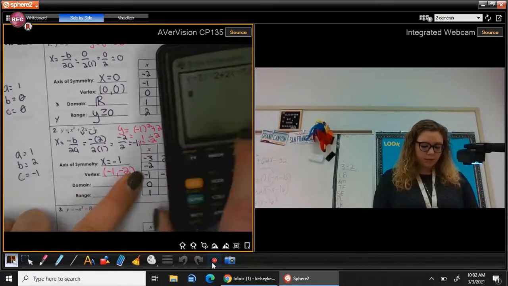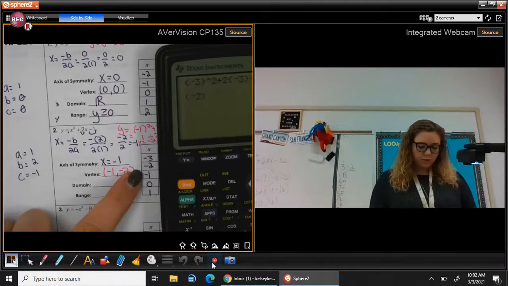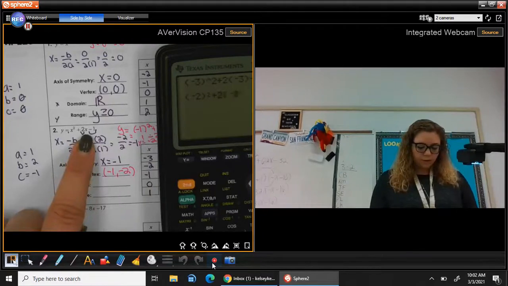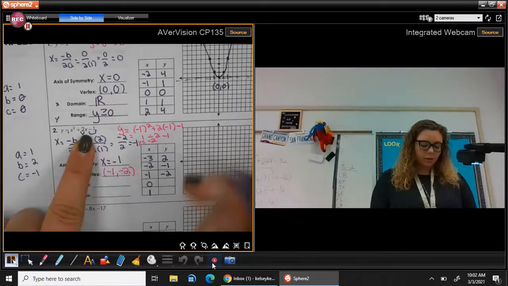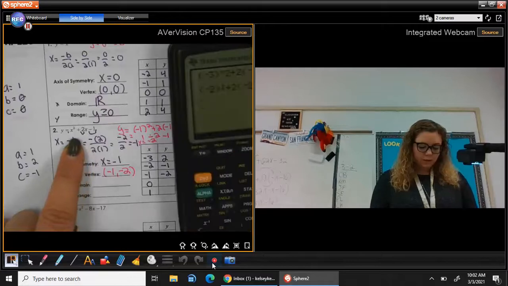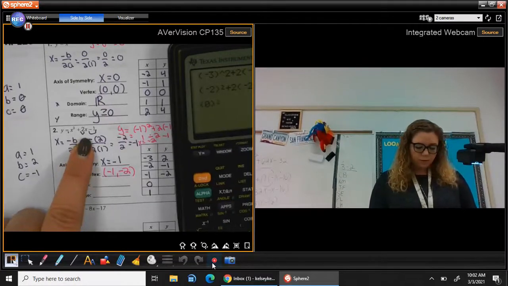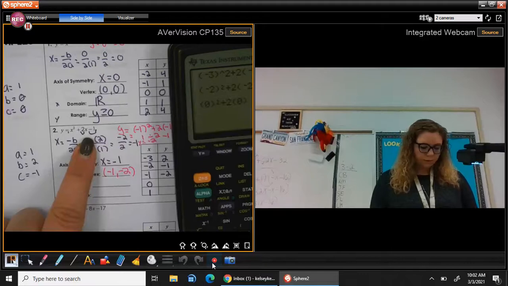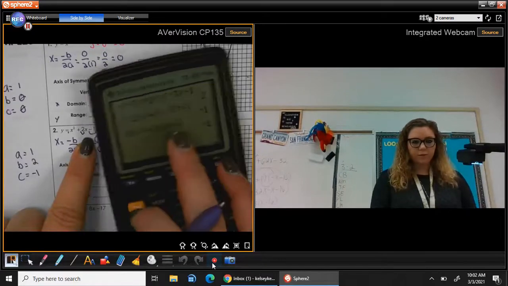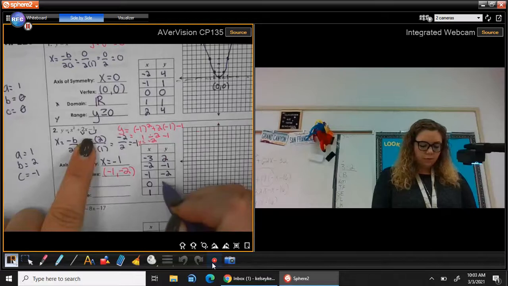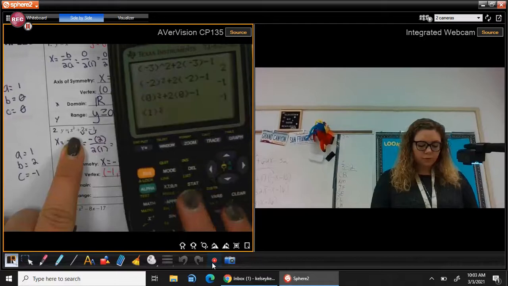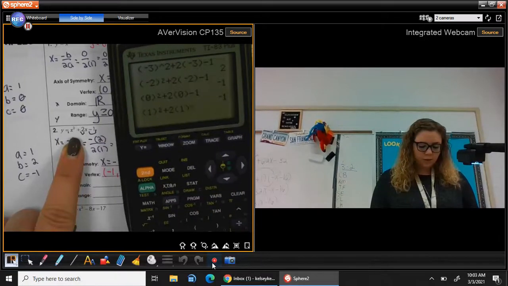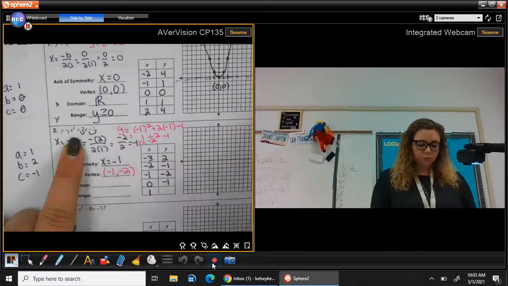Okay, the next one is negative 2, so negative 2 squared plus 2 times negative 2 minus 1 is going to give me negative 1. And again, you can do this all in decimals. Next one's 0. 0 squared plus 2 times 0 minus 1 is going to give you negative 1. And then lastly it's 1. So 1 squared plus 2 times 1 minus 1 is going to give me 2.